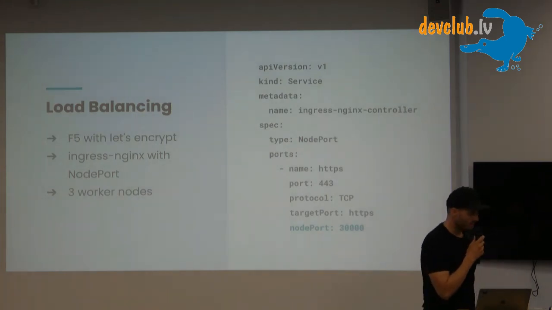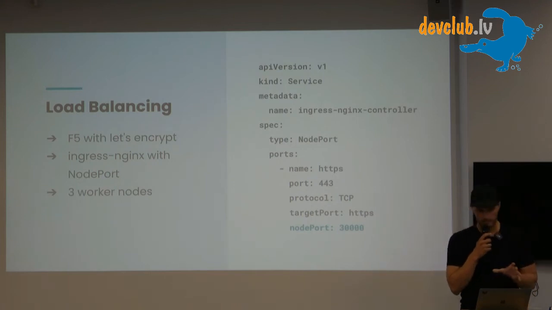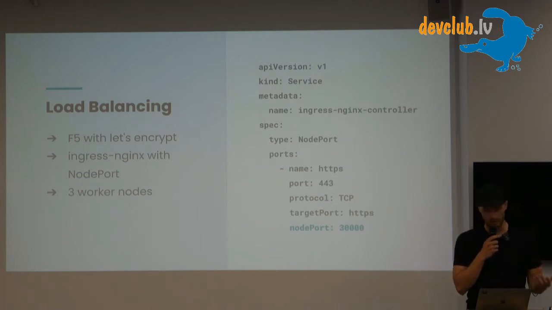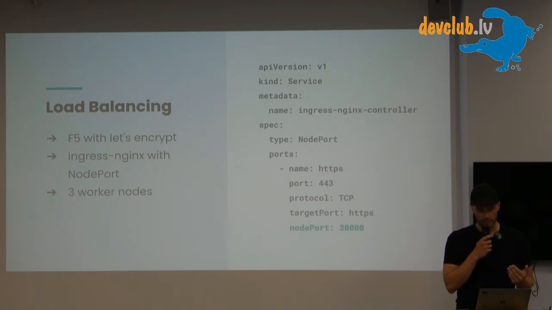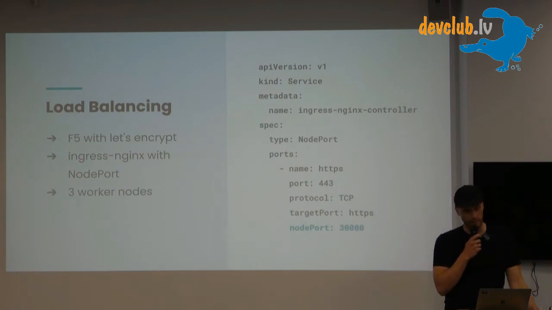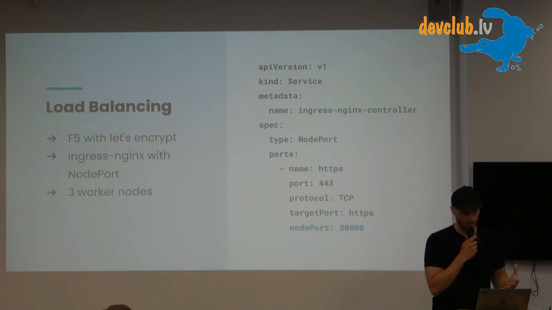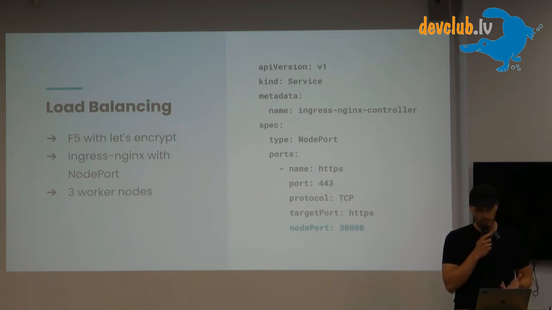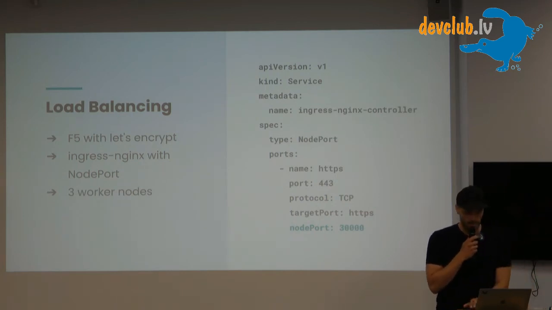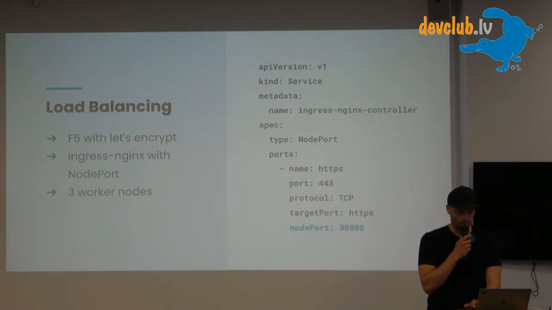And the next challenge was getting traffic inside the Kubernetes cluster so we could actually receive the requests. What they did was install F5 load balancers, add HTTPS SSL certificates using Let's Encrypt, and forward all the traffic to the Kubernetes cluster. Inside the Kubernetes cluster, we installed Ingress NGINX, and we specified to use node port 30,000, because otherwise it would just associate random ports. And in the cluster, we had 3 worker nodes where we could deploy our solution.